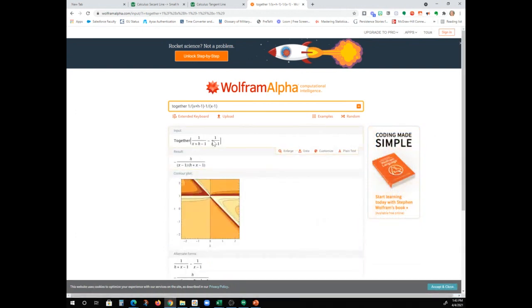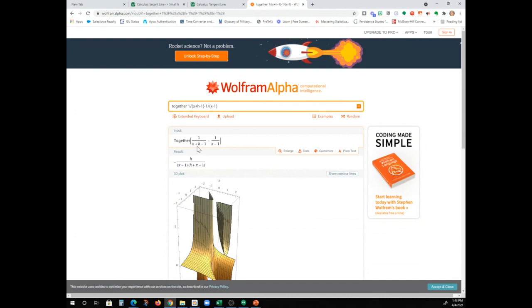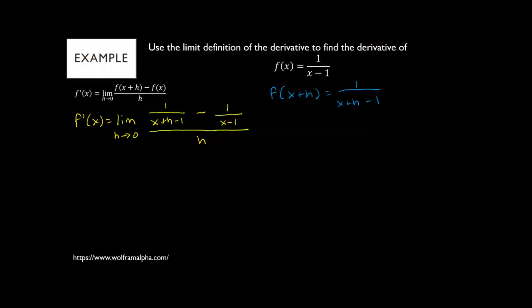And so you can verify that it interpreted what you were doing correctly, that yes, this is what we want. This is what we're looking at. We want to combine and do that subtraction. This is your answer here: negative h over (x minus 1)(x plus h minus 1). So we don't have to go through all the rational expression math. We can use this tool so that we can save us some time and some algebra.